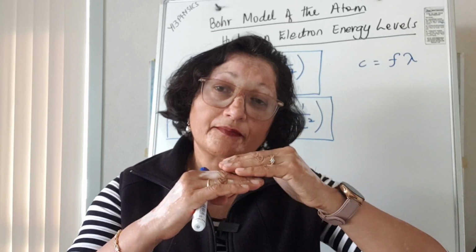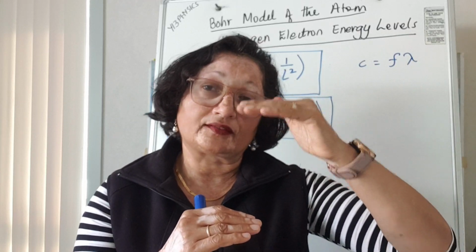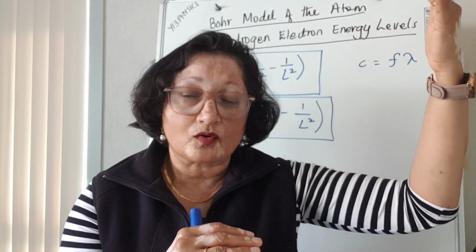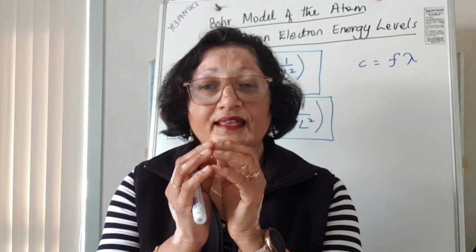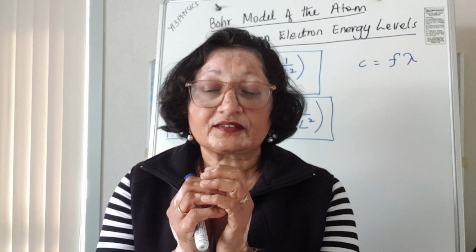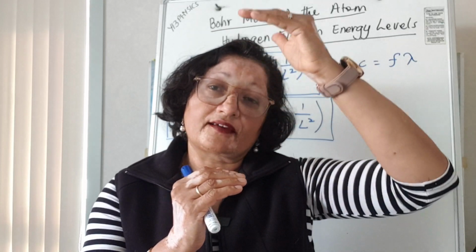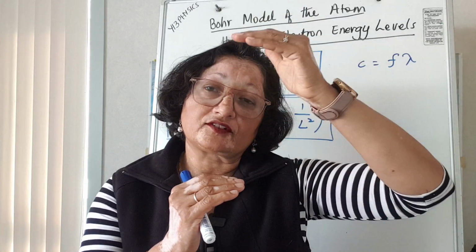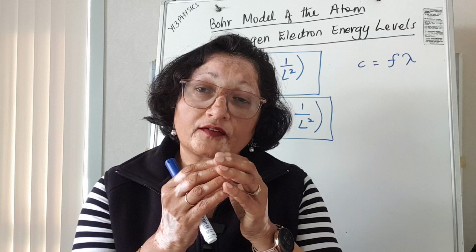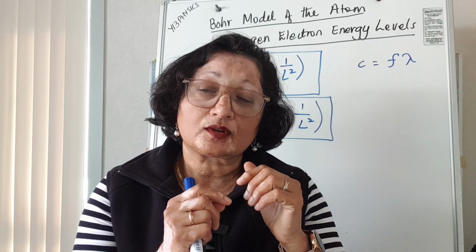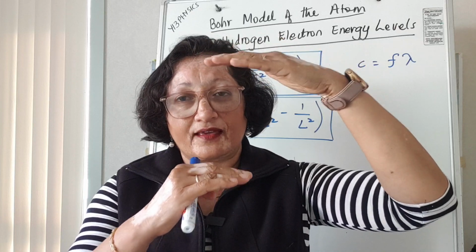The level just above that is called the first excited state, or energy level 2, and 3 and 4 and 5, and it can go on to infinity. Now he said that the electrons can occupy these specific discrete energy levels, and in order to go from a lower energy level to a higher energy level, they have to absorb a photon of energy which is equal to the difference of energies between these two levels.